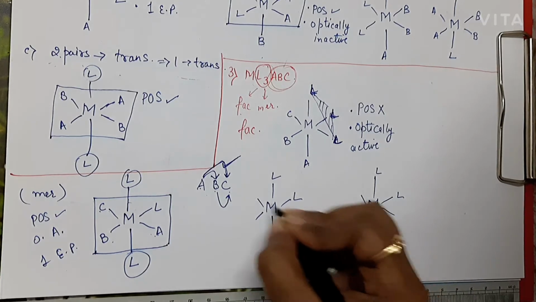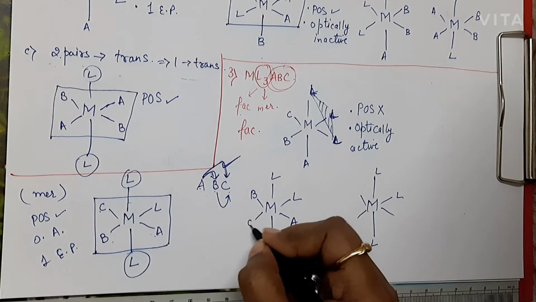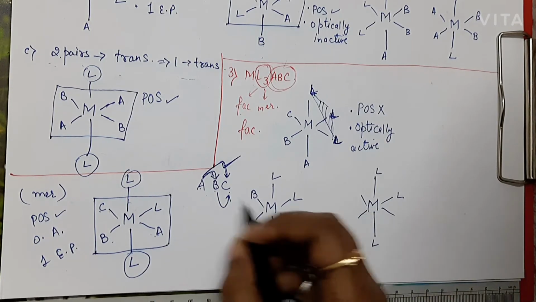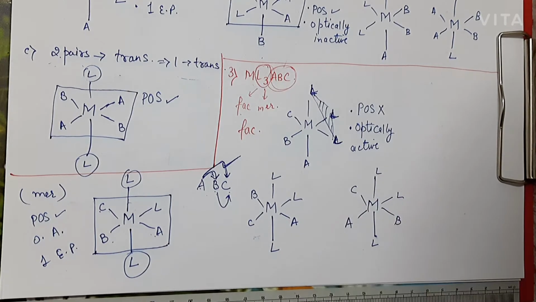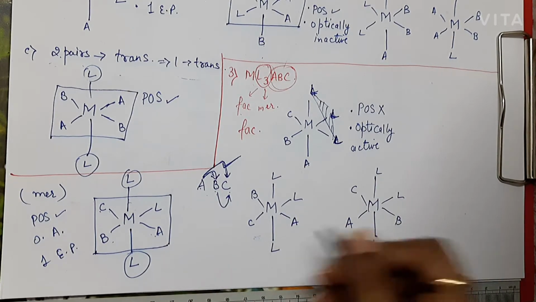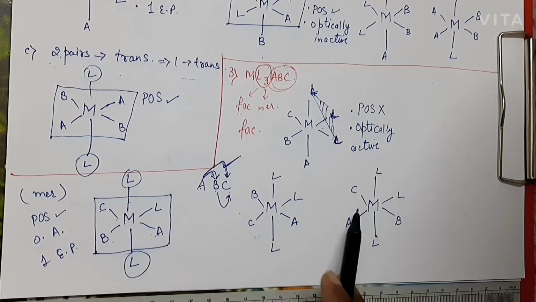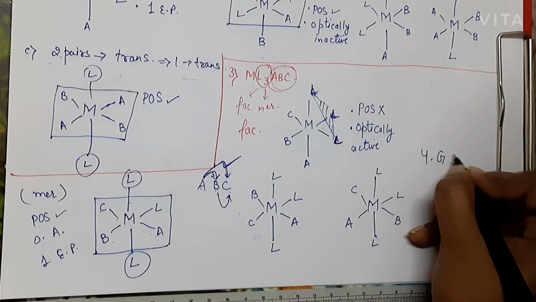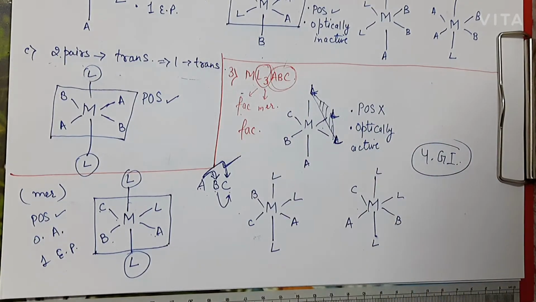First I'll place A and B opposite to each other, and this will be C. Then I'll place B and C opposite to each other, and here will be A. So these are the two more isomers which are present. So there are a total of four geometrical isomers possible in this case, right? 1, 2, 3 and 4. There are four geometrical isomers total for ML3ABC. Now with this we will move on to the next category.